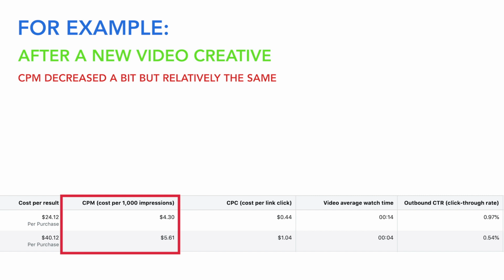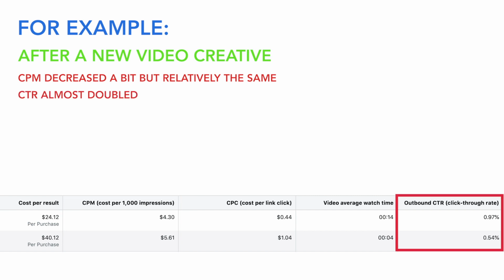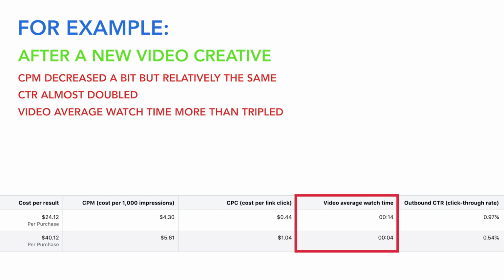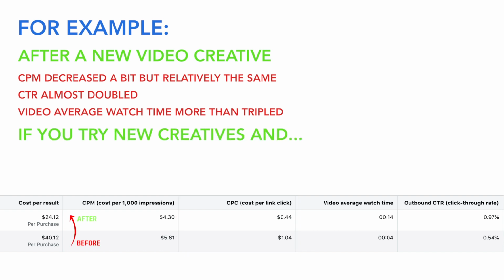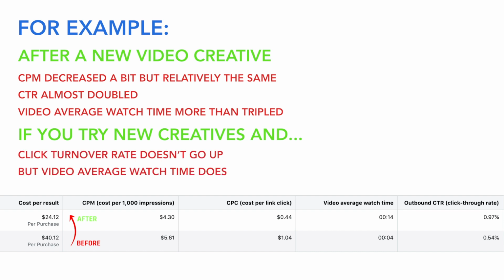Along with a slightly lower CPM, CTR almost doubled, which meant that I was getting clicks for less than half the original price. Video average watch time more than tripled, which looks surprising, but honestly, that was kind of expected considering the jump in link clicks. Since I was getting way more people past the stage of the funnel for the same price, my CPP was drastically reduced, making this product both profitable and scalable. Now, if you try tons and tons of different creatives and your click turnover rate won't go up, but video average watch time does, it means your product isn't the best.